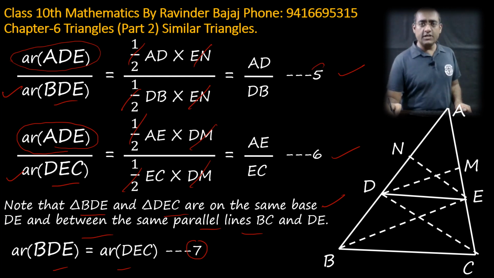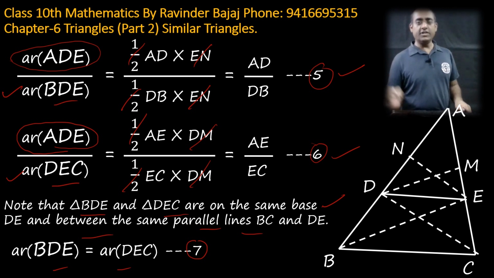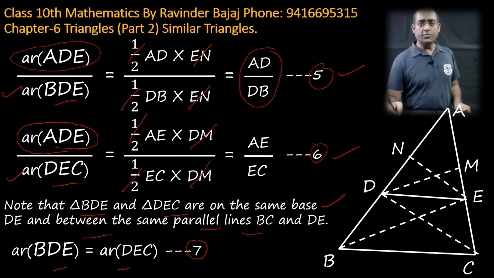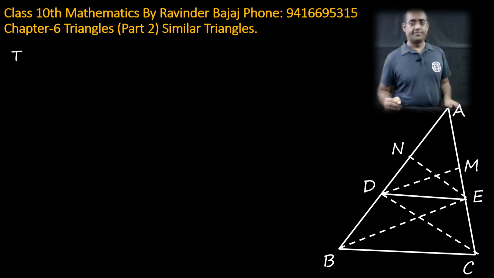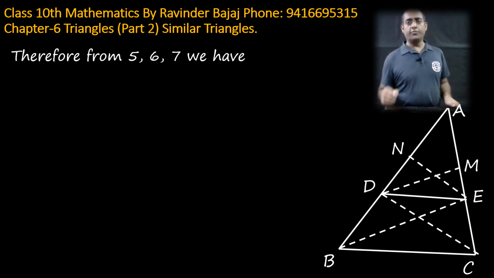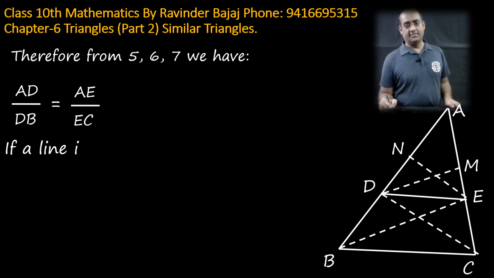Now by joining the 5th, 6th and 7th equations, we can say that this one is equal to this, because the numerators are the same and the denominators are also the same. It means the total fractions are the same. Let me write it for you. Therefore, from equations 5, 6 and 7, we have AD upon DB is equal to AE upon EC.